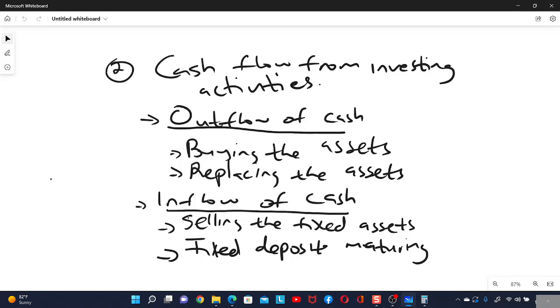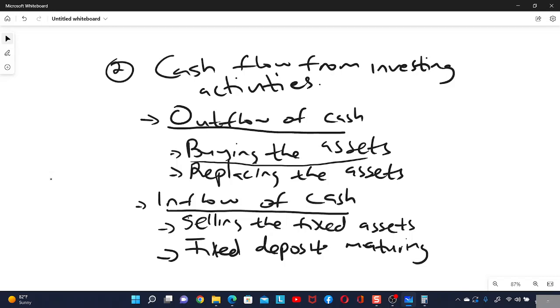Okay, let's look at the outflow of cash. Here we are buying the assets, that is an outflow of cash because the business is spending the money. When we are replacing the asset, also still we are spending the money.